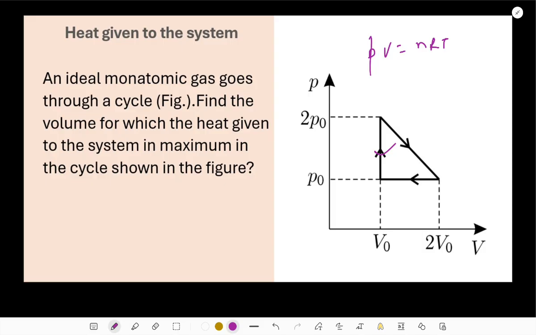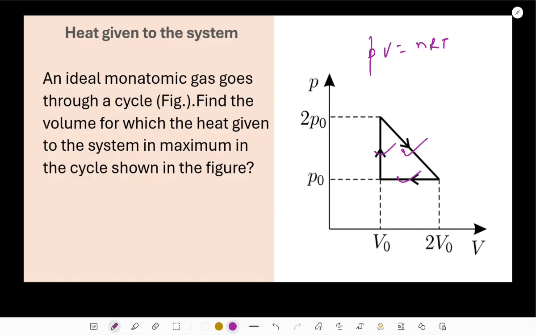In the second section, the inclined section, things are complex. I can't say anything for sure, so I'm not going to consider it right now. But in this horizontal section, pressure is constant, an isobaric process. Volume is decreasing, that means temperature is decreasing, that means change in internal energy is negative, and work done is also negative. So heat is taken out from the system. The system is releasing heat.